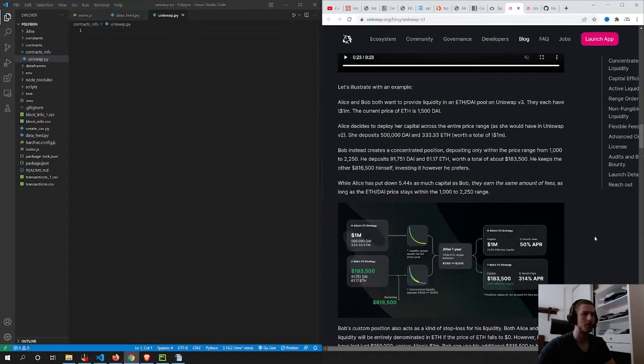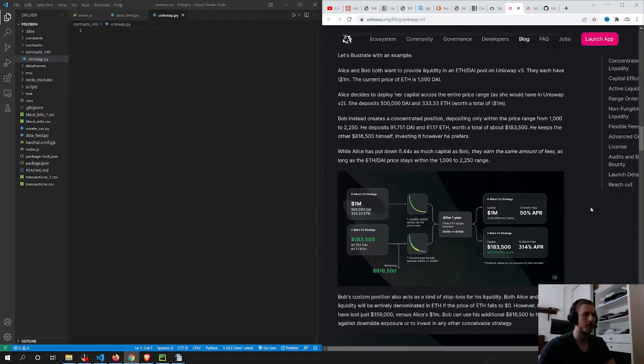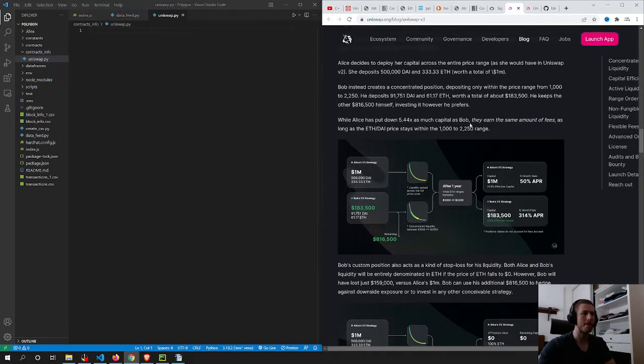Bob instead creates a concentrated position, depositing only within the price range from 1,000 to 2,250. He deposits 91,000, worth a total of about 280,000. He keeps the other 800,000 to himself, investing it however he prefers. While Alice has put down 5.4x as much capital as Bob, they earn the same amount of fees as long as the ETH DAI price stays within the range.